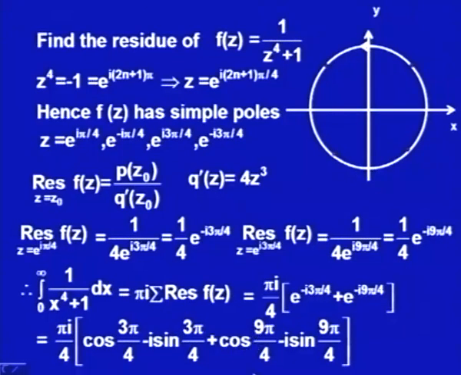Here we will get plus 1 by root 2 minus i by root 2. The 1 by root 2 with plus sign and minus sign cancel out. I would get minus i by root 2 minus i by root 2, that is minus 2 i upon root 2. Just multiply i into i, that is i squared is minus 1, and we would get pi upon 2 root 2. So we have evaluated this integral from 0 to infinity of 1 upon x to the power 4 plus 1 dx as pi upon 2 root 2.